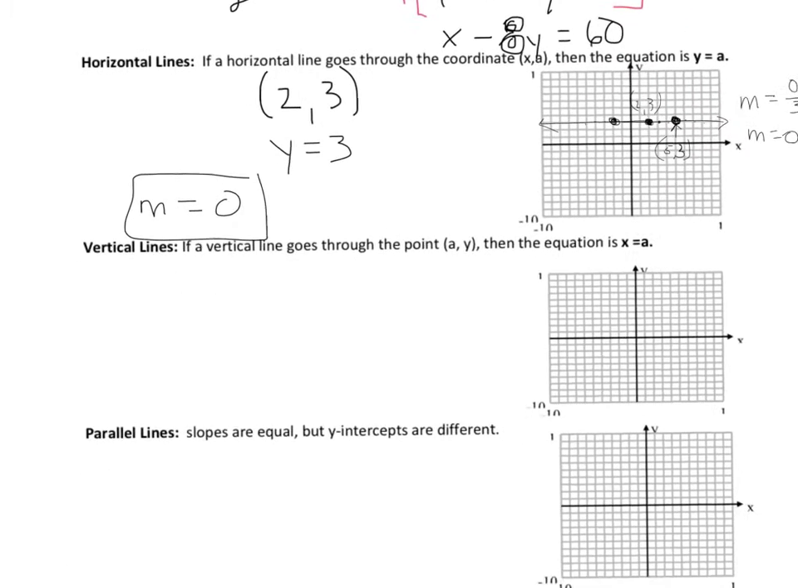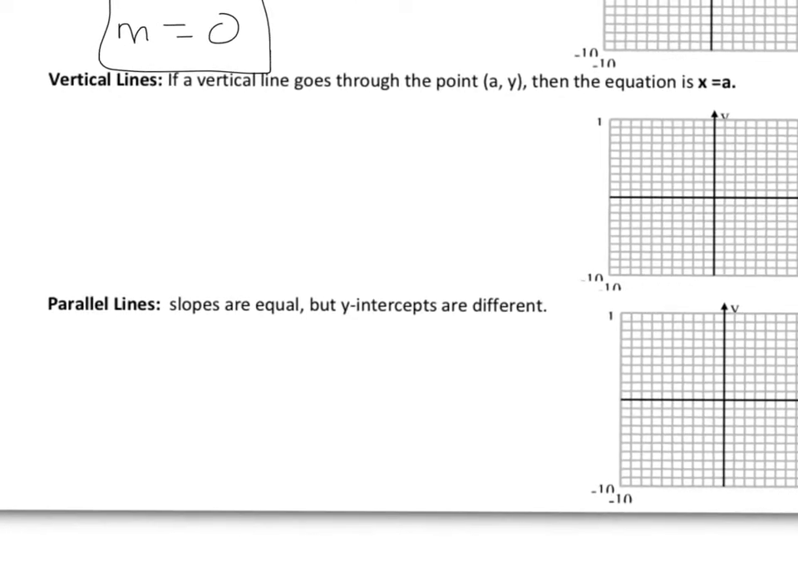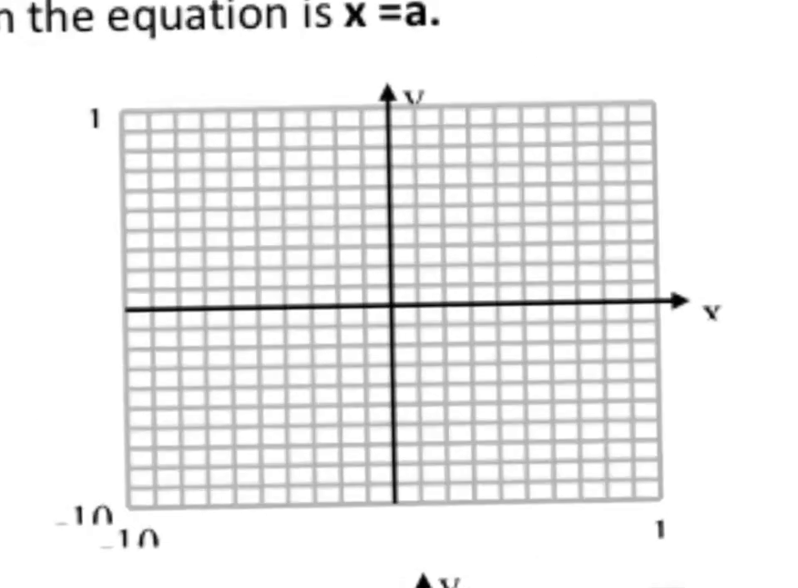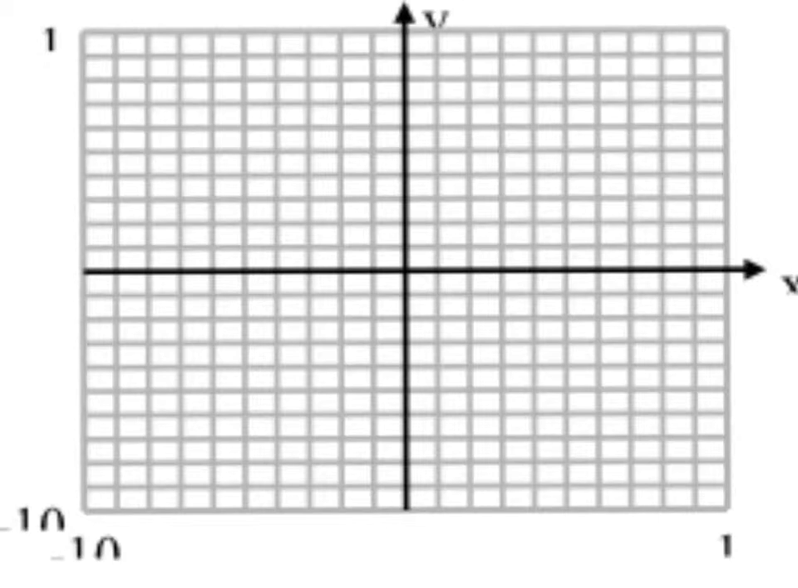Vertical lines would be a vertical line, obviously, through a given point. And in this case, we're saying if we label the point (a, y), the equation of the line is x equals a. Well, why is that true? Let's use a different value other than 3. Let's look at the coordinate (5, -1). If I take the coordinate (5, -1) and I graph it, 1, 2, 3, 4, 5, down, (5, -1) would be right there.